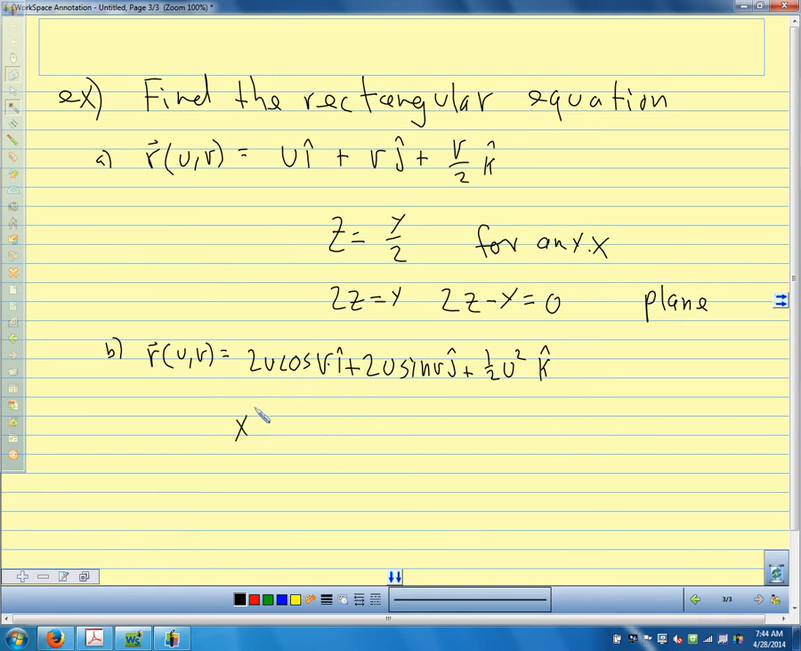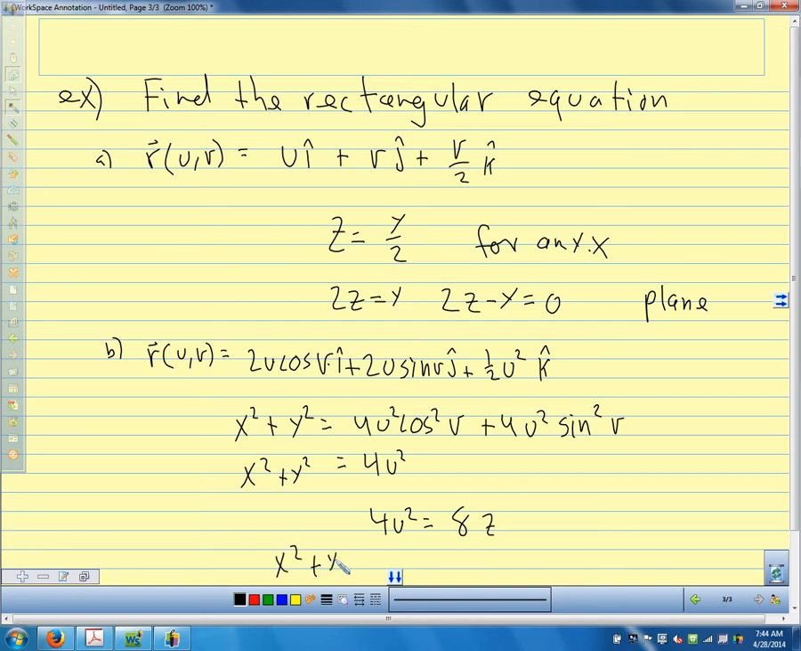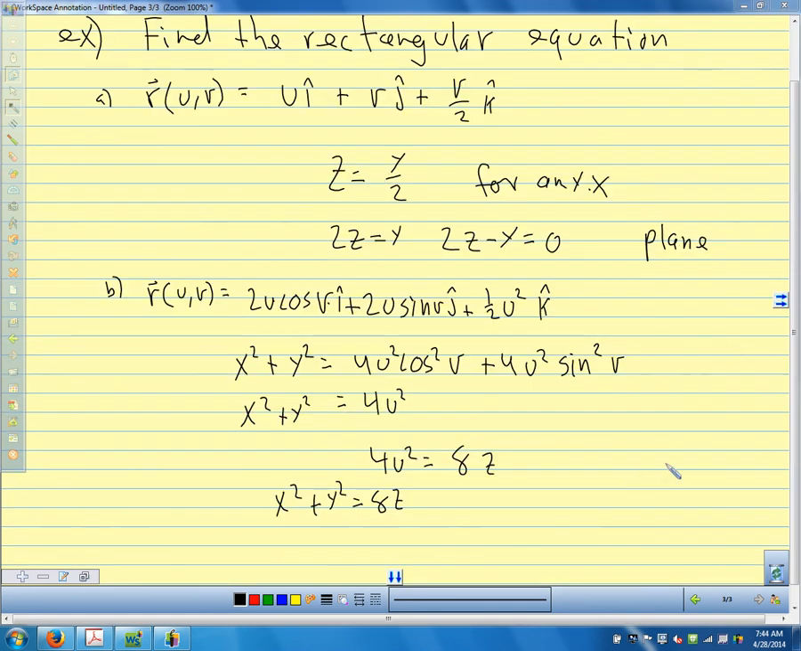So x squared plus y squared is going to be 4u squared cosine squared v plus 4u squared sine squared v, and that's going to give me 4u squared. So x squared plus y squared is 4u squared, and 4u squared is 8z. So we get x squared plus y squared equals 8z, and what is that thing? Parabola.